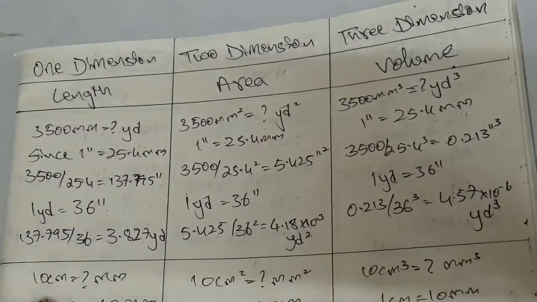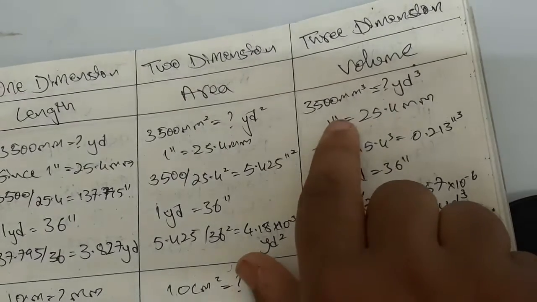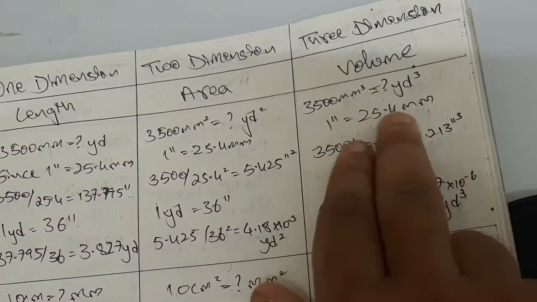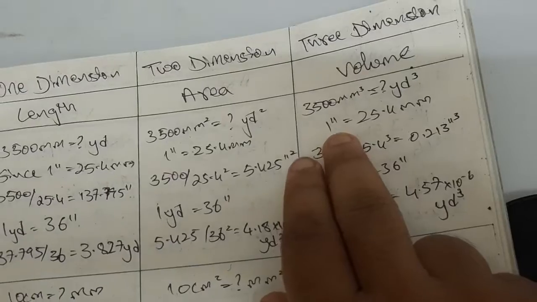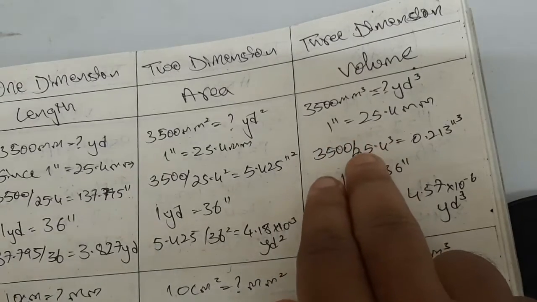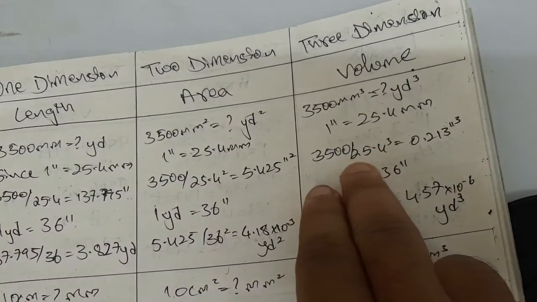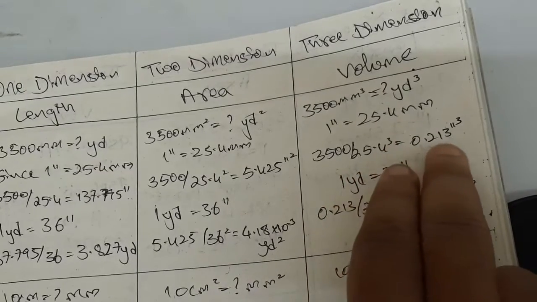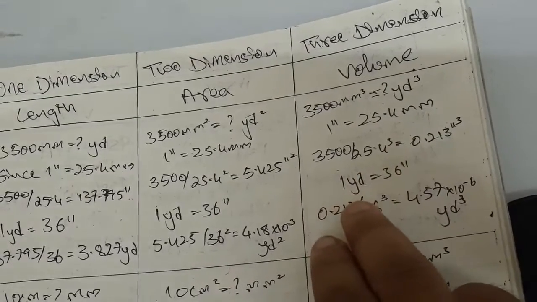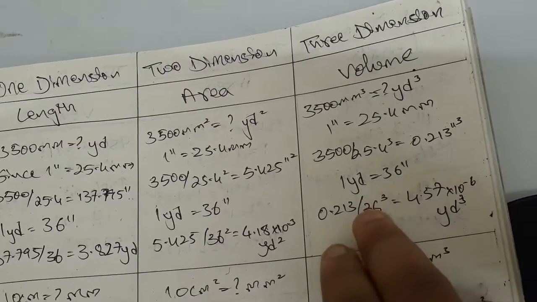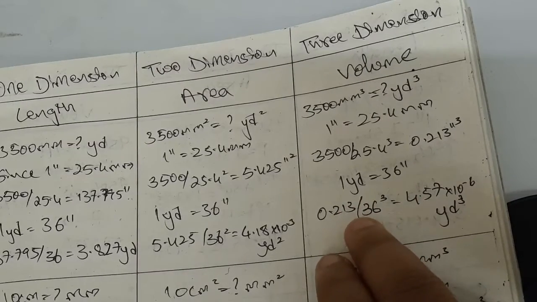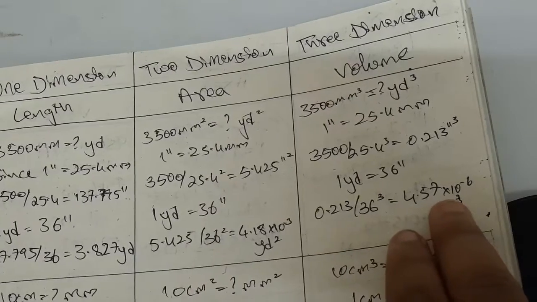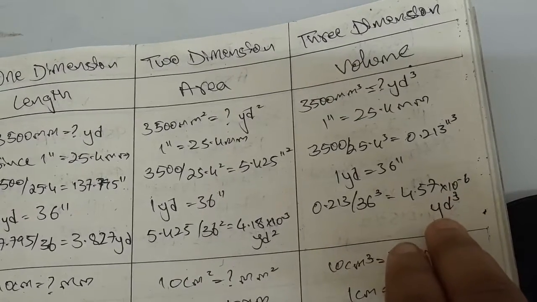Coming to our third dimension, we have 3500 mm cube is equal to how many yard cube? Now since 1 inch is equal to 25.4 mm, we divide 3500 by 25.4 cube, which gives us 0.213 inch cube. Now since 1 yard is equal to 36 inches, we divide 0.213 by 36 cube, which gives us 4.57 into 10 to the power of minus 6 yard cube.